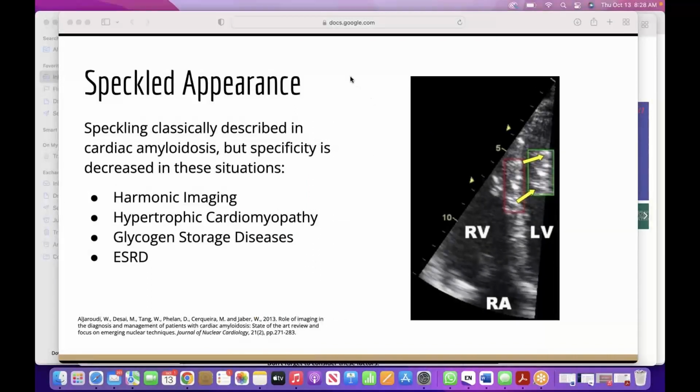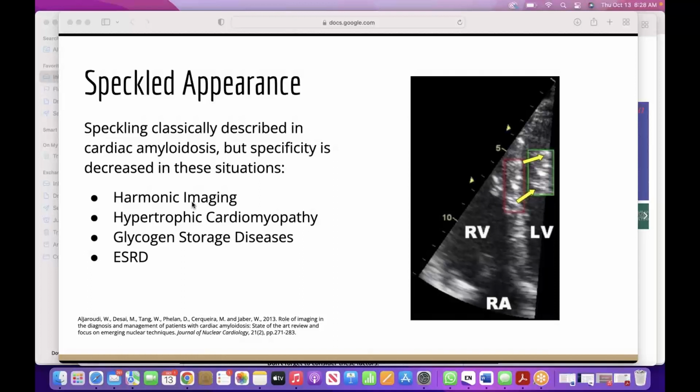Speckled appearance of the myocardium. Here is an example from a publication that I had seen describing this originally. The speckled appearance is seen in the interventricular septum in this case, where there's a different degree of echo brightness observed. My understanding is this is something that is less applicable to modern day echo due to the advent of harmonic imaging. It would be interesting to hear other people's thoughts on that.